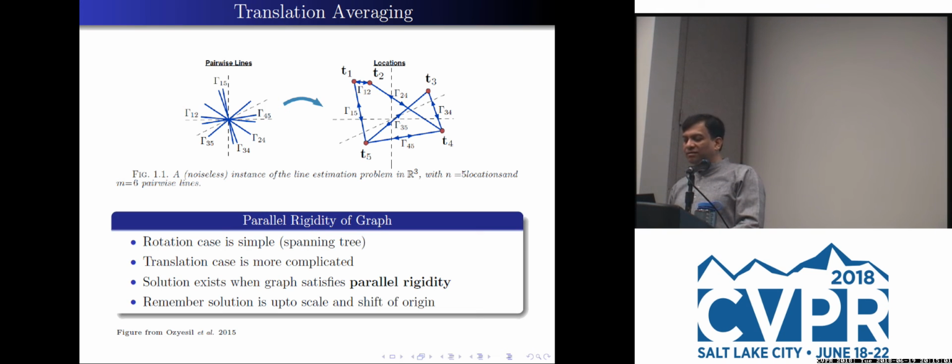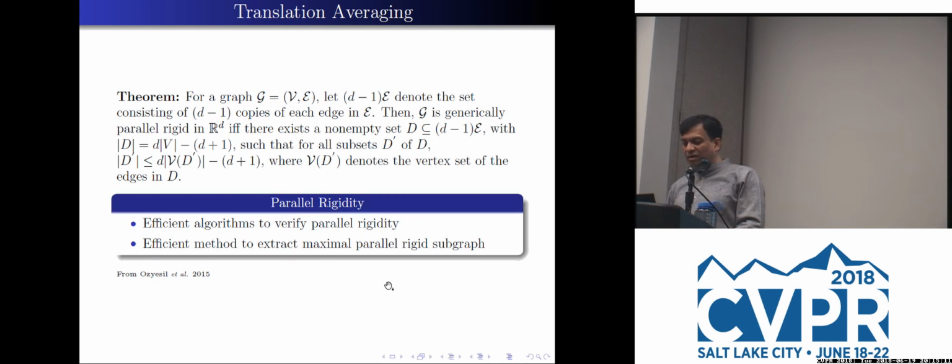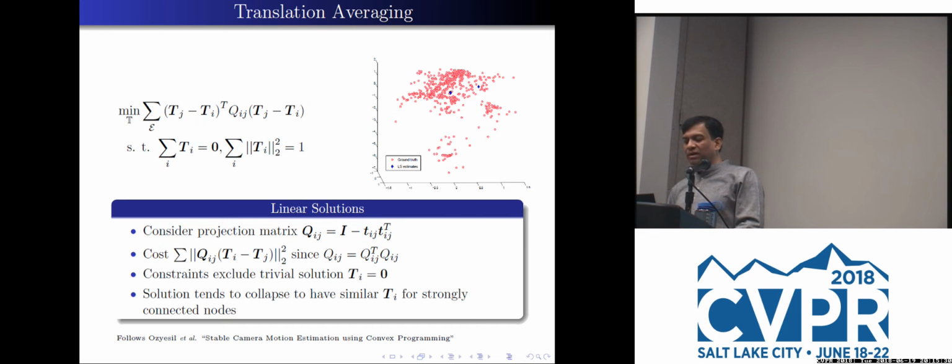You can look at it later if you wish. It's a complicated definition of what properties the graph needs to satisfy, and it's known as parallel rigidity in the literature. Here's what it looks like. I'm not going to go into it, except that there are efficient algorithms for both verifying whether a given graph is parallelly rigid or extracting the largest parallel rigid subgraph given a graph. Okay, so you can start doing these things.